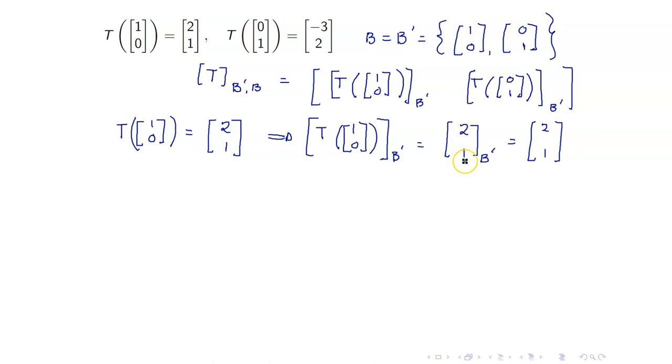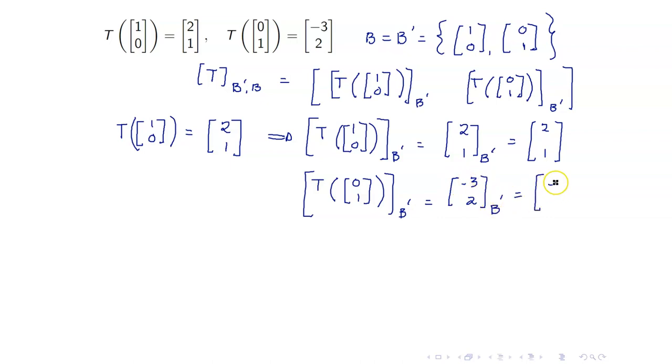Correct? Because 2, 1 is equal to 2 times 1, 0 plus 1 times 0, 1. So the nice thing about this standard basis is that the coordinate vector of any column matrix will just be itself. So similarly, the coordinate vector of T of 0, 1 with respect to B prime, which is negative 3, 2, will also be equal to negative 3, 2. So hence, the matrix representation is just equal to 2, 1, negative 3, 2. That concludes the first one.